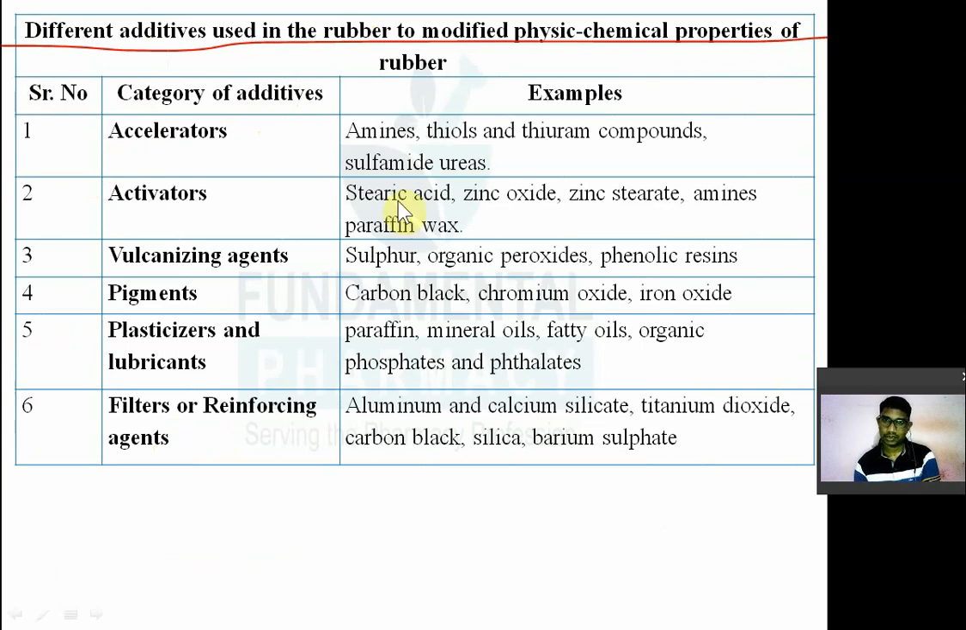So first we'll see the category of additives. What are the different additives added in rubber to modify its physico-chemical properties, and what are their examples?